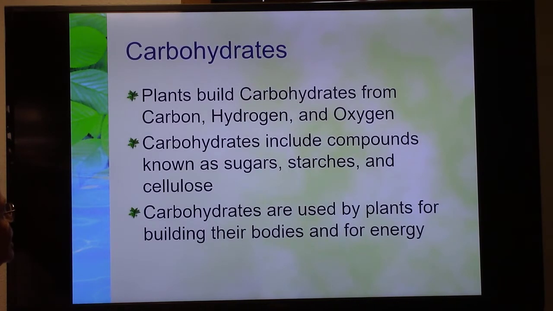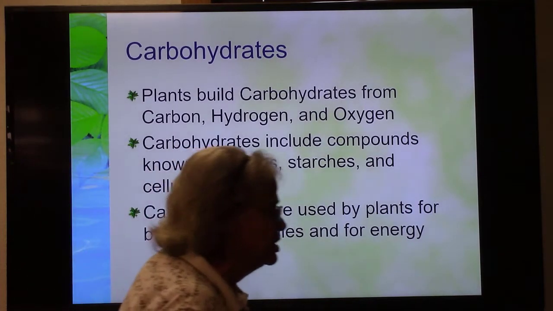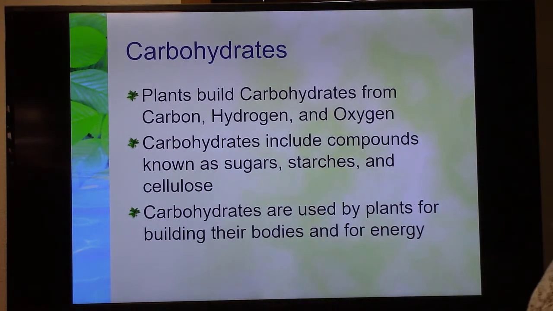Carbohydrates. Plants build carbohydrates from carbon, hydrogen, and oxygen. If you pay any attention to what you eat, you probably are familiar with the word carbohydrate, and we eat way too many of them. Carbohydrates include compounds known as sugars, starches, and by the way, cellulose.